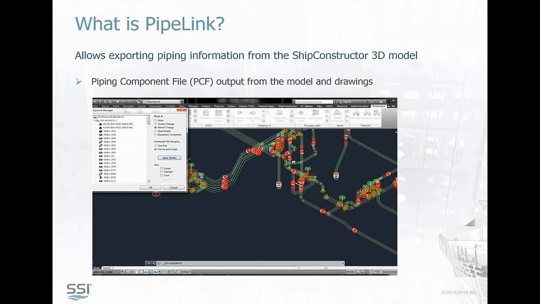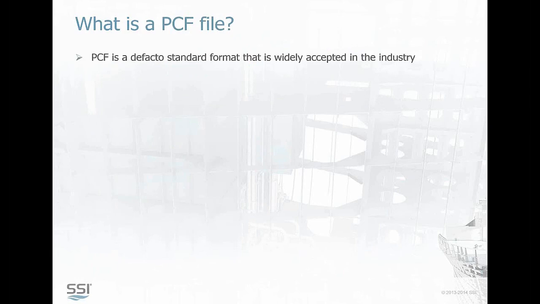So what is ShipConstructor PipeLink specifically? It allows exporting the piping information from the ShipConstructor 3D model, the piping component file output from the model and drawings. So what the heck is a piping component file? That's what PCF stands for. It's a de facto standard format that is widely accepted in the industry, widely used. PCFs are text files containing the component and routing information. They're actually human readable. If you open up the file, you can read it, but you need to understand what it says. It's all code.